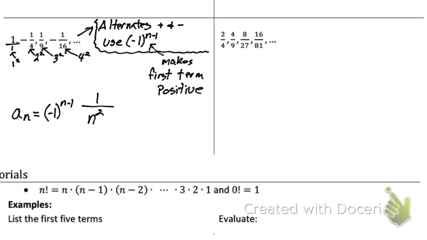But rather than doing times 2, I'm going to say this one is just going to be 2 to the first power. This 4 is going to be 2 to the second power. This is going to be 2 to the third power. And this one's going to be 2 to the fourth power.